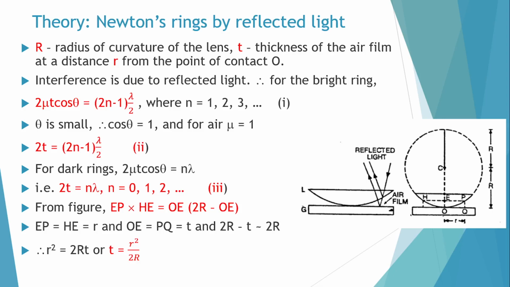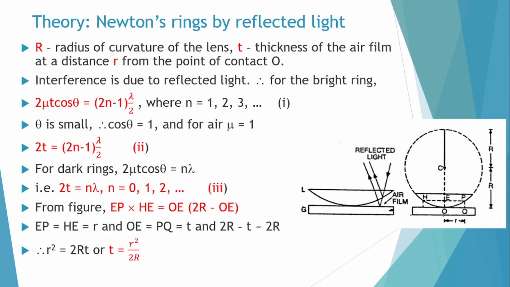Now for dark rings, again we are using the formula for dark fringe according to the theory of interference in thin films due to reflected light, and the formula for dark fringes is 2 mu t cos theta equal to n lambda. Again, mu is equal to 1 for air and cos theta equal to 1 for theta very small, so this formula reduces to 2t equal to n lambda, where n can take values 0, 1, 2, etc. Let us call it equation number 3.